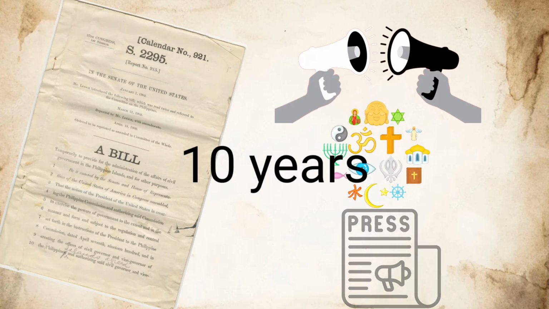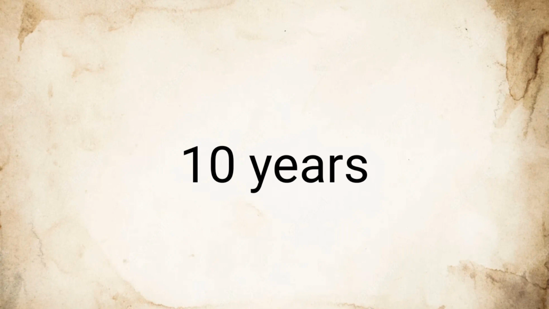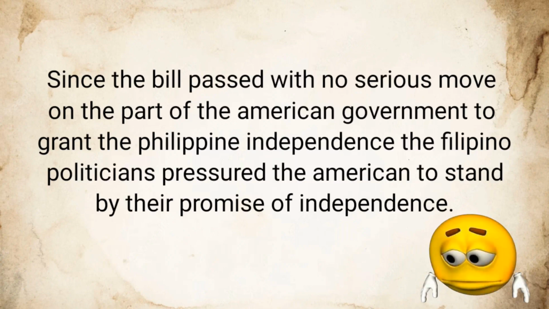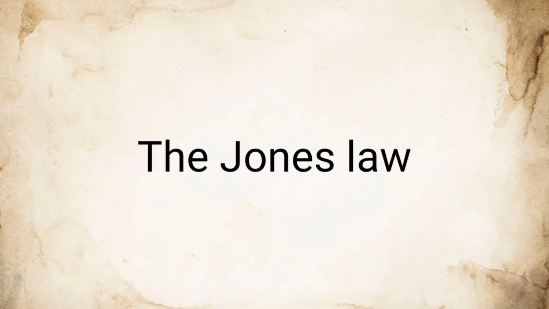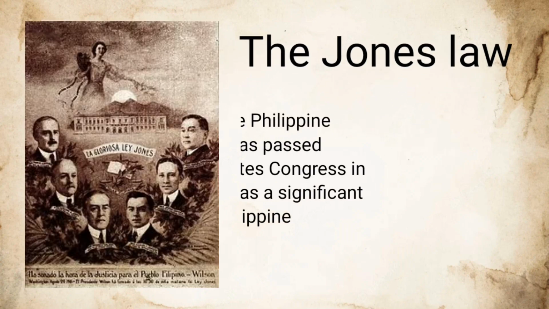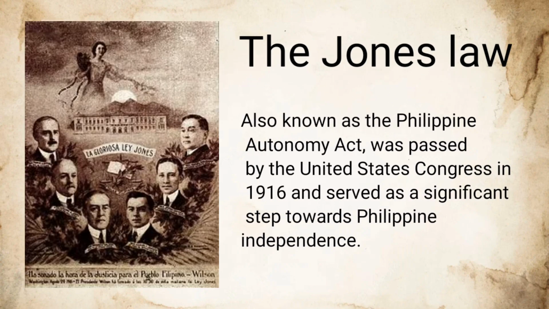But after more than 10 years since the bill passed, with no serious move on the part of the American government to grant the Philippines independence, the Filipino politicians pressured the Americans to stand by their promise of independence. The Jones Law, also known as the Philippine Autonomy Act, was passed by the United States Congress in 1916 and served as a significant step towards Philippine independence.